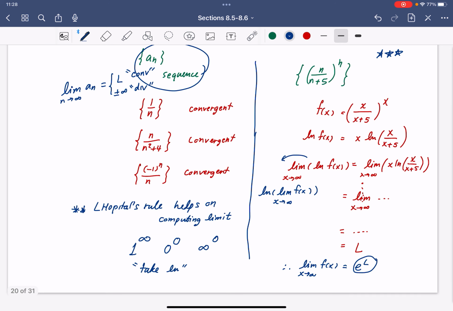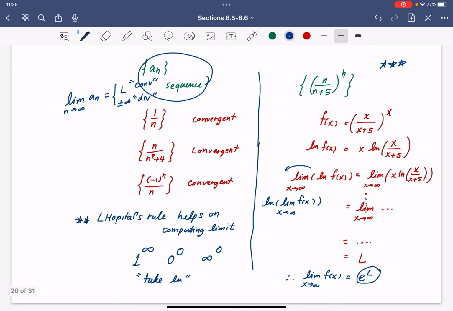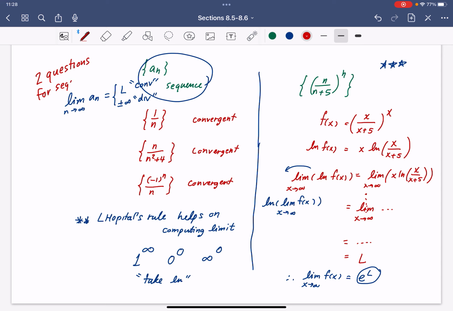And also the easy one, where you do the factoring and just compare the highest degree on the top and the bottom, there's going to be a question on that too. You expect to see two questions on sequence. So one question on improper integral, two questions on sequence. The rest is series. For series, you have so many tests, so you have more questions on series.